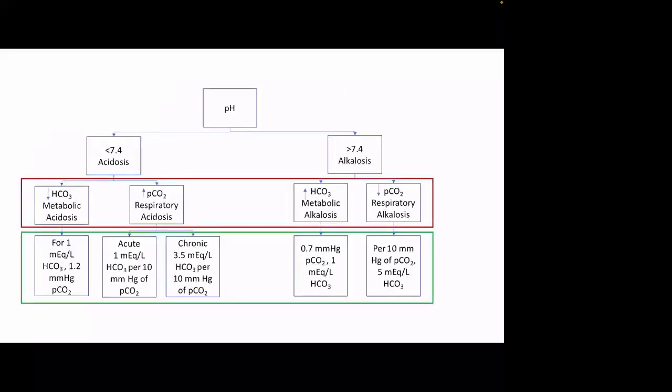So if the pH is less than 7.4, it is considered as acidosis. Next, we will look at the bicarbonate. If the bicarbonate is on the lower side with acidosis, that means there is metabolic acidosis. So the compensation comes from the respiratory arm in these cases. So this is the primary cause.